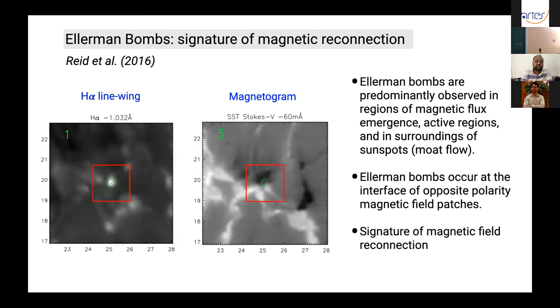Why are they considered magnetic reconnection? There have been regular observations that these events are mostly observed at the interface of opposite polarity patches. For example, there is an observation of an Ellerman bomb in H-alpha and its corresponding magnetogram, and you see that it appears at the interface of this polarity inversion. There have also been observations of flux cancellation. These events usually appear where there is a flux emergence event, so they are mostly associated with active regions, for example, moat flow around a sunspot, the flux emerging region, or the plage or active region.